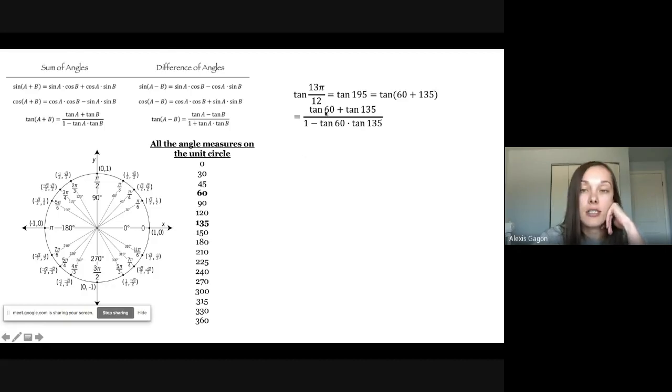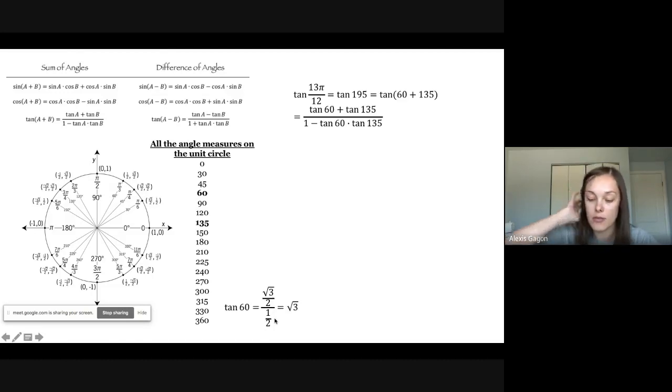So it's going to be tangent of 60 plus tangent of 135 over 1 minus tangent of 60 times tangent of 135. So tangent of 60, so tangent is y over x. So the y value at 60 is square root of 3 over 2. The x value at 60 is 1/2. Since these are both 2's there, they can just cancel. So I'm left with the square root of 3.